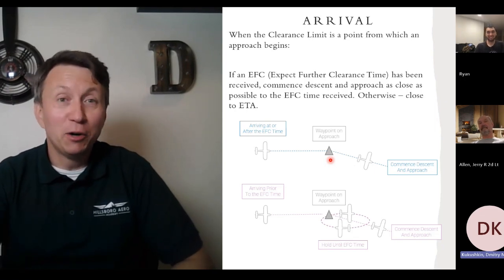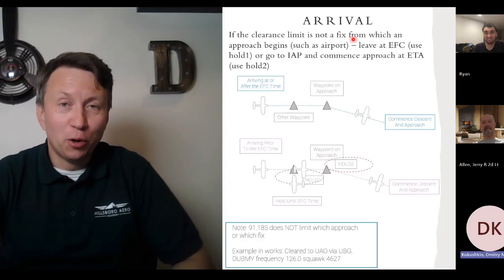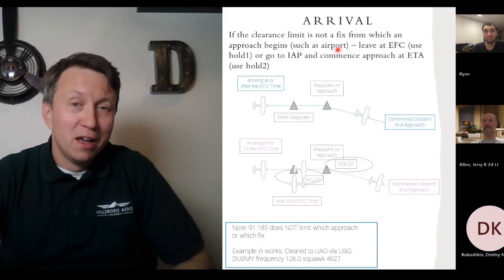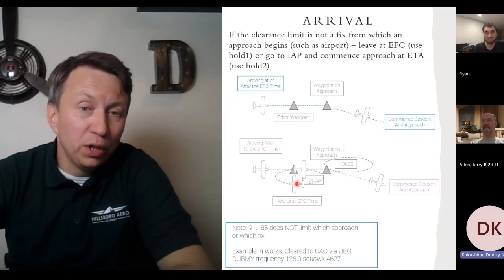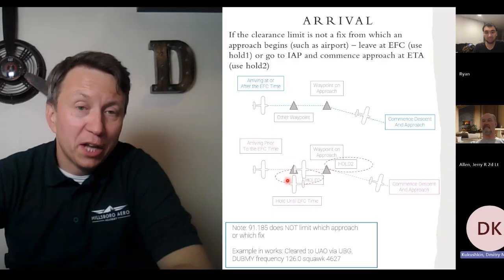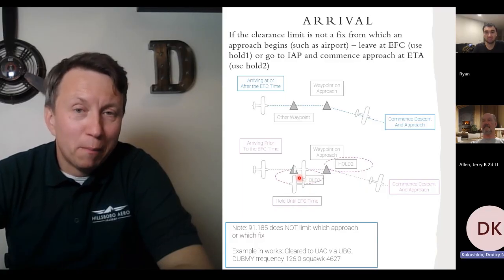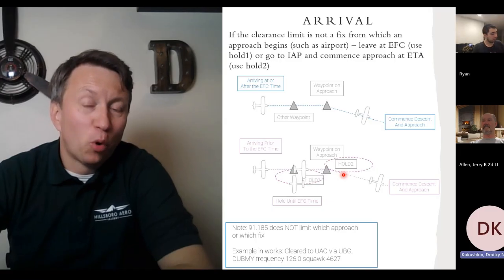So how do we deal with that? The clearance limit is not a fix from which approach begins, which means it's an airport. Then, similarly, if you're early, you have to hold at your airport, and then you proceed to the initial approach fix of the approach that you choose.